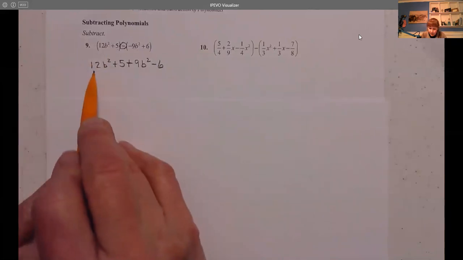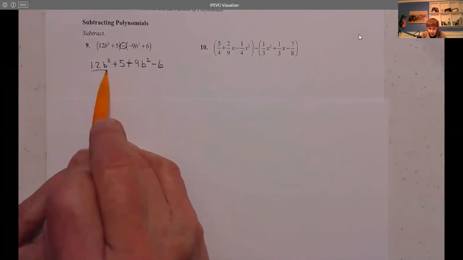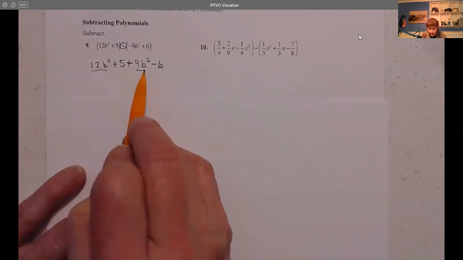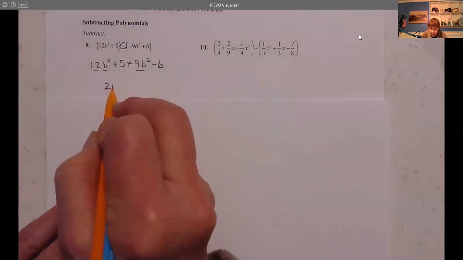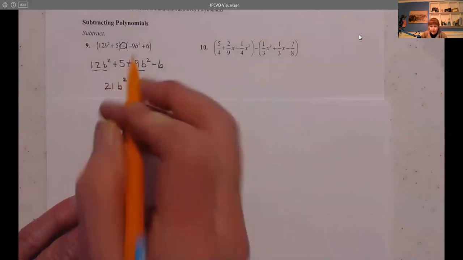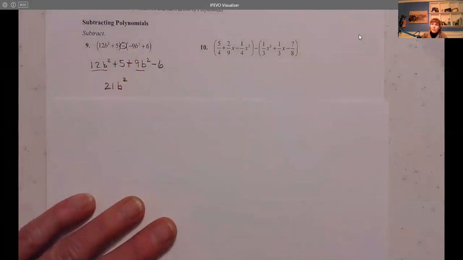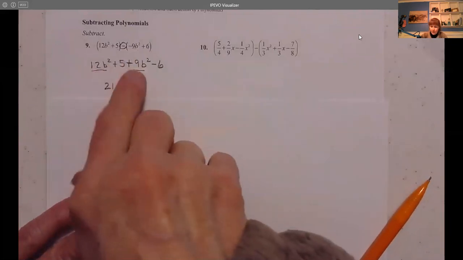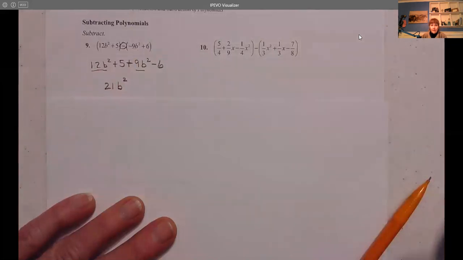Looking here, we've got 12b squared and a 9b squared gives you 21b squared. Not b to the 4th, b squared. The only time we'd have b to the 4th is if I were multiplying those two together, and then we would end up with 108 b to the 4th. But we're adding them.